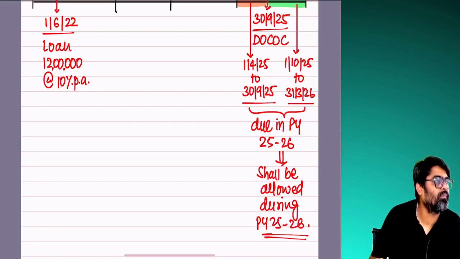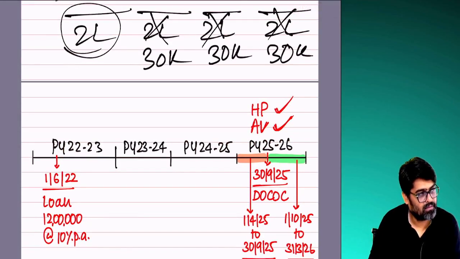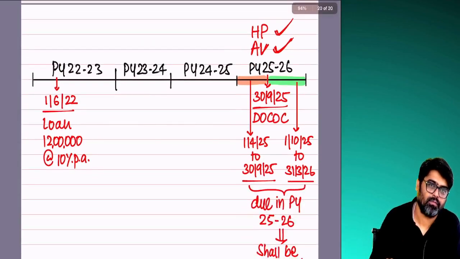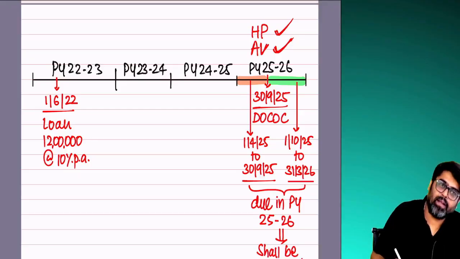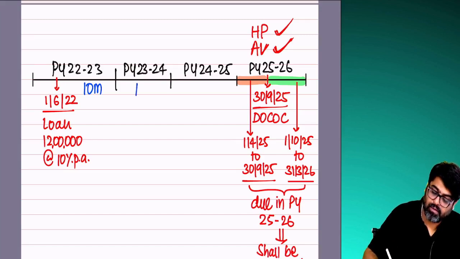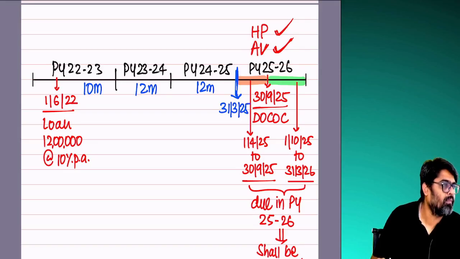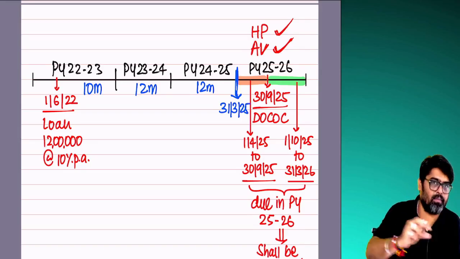Yes or no? Now tell me, you have taken the loan in this year or earlier? When did you take the loan? Can I say in 22-23, for 10 months you have paid the interest? Next year, 12 months you have paid the interest. Next year, till 31st March 2025. You have paid the interest for 10 months, 12 months, 12 months.